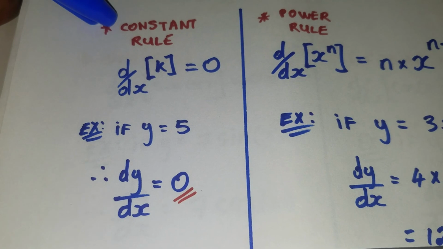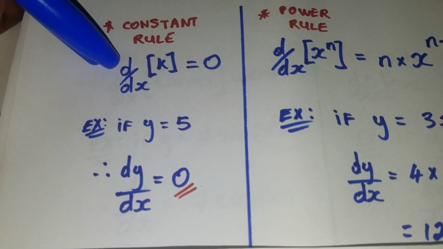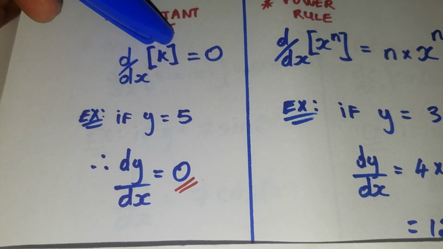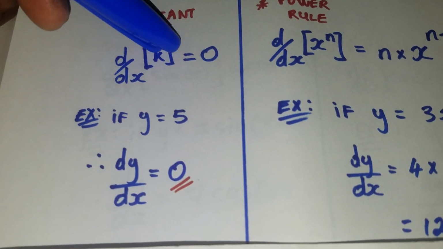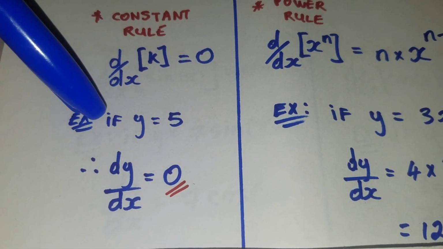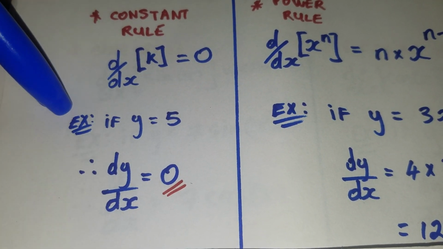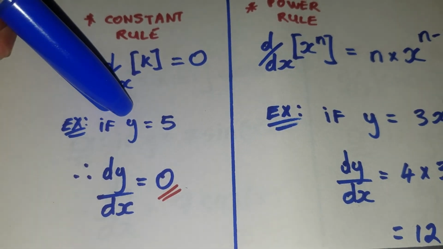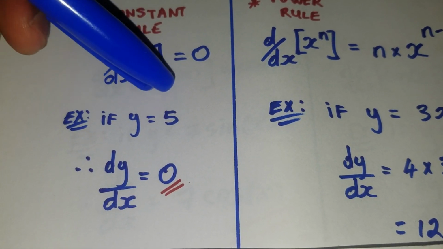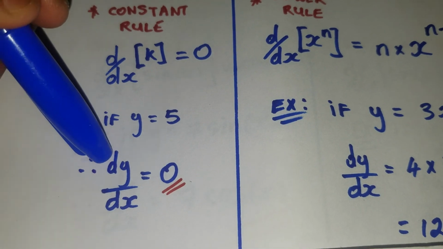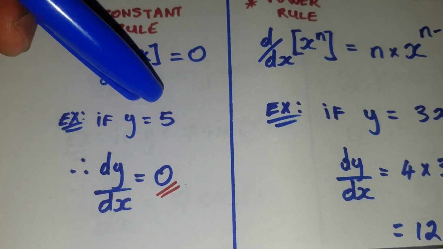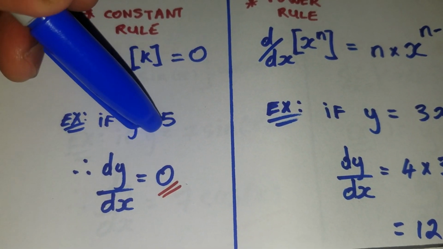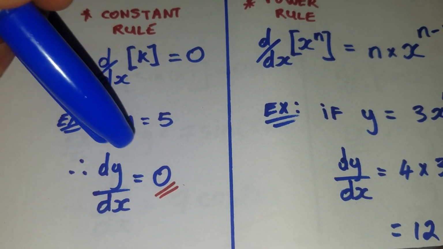Now, the constant rule, as we can see here, the differential of a constant k with respect to x must be 0, meaning the differential of any constant must be 0. In this example, we see if y is equal to 5, 5 is a constant. The differential of y with respect to x, meaning the differential of 5 with respect to x, will be 0.